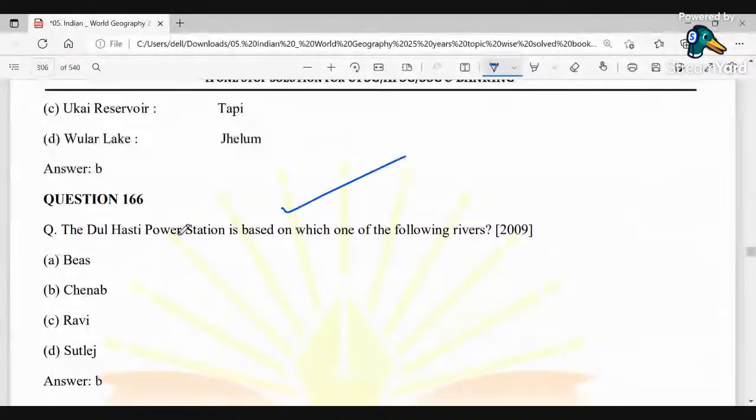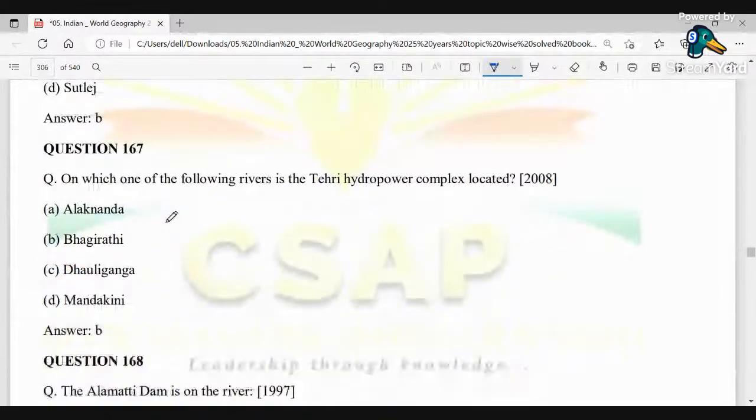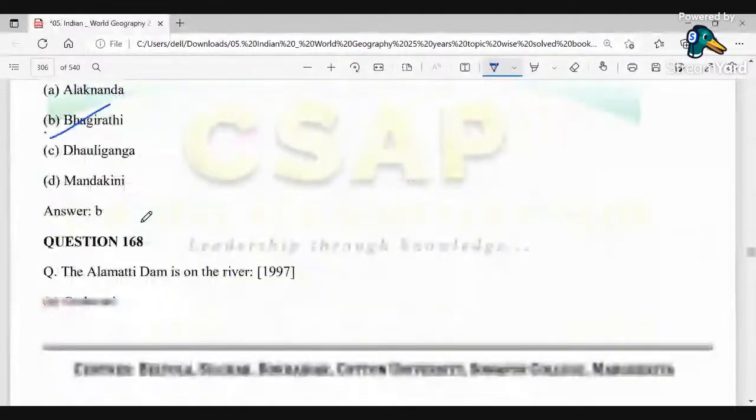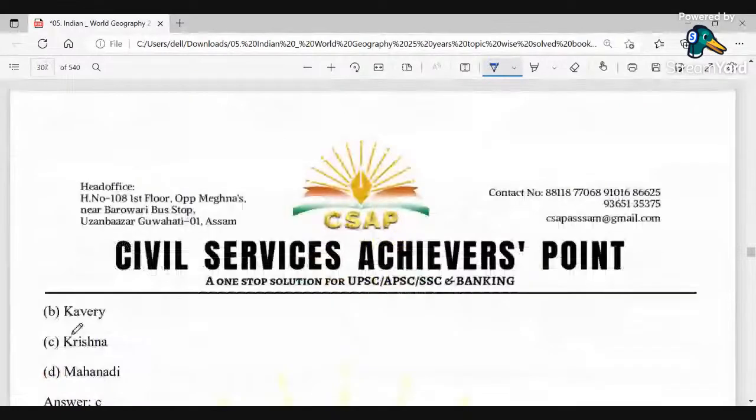So the Dulhasti power station is based on which of the following rivers? It is basically the Chenab. Next, on which of the following rivers is the Tehri hydropower complex located? So it's basically the Bhagirathi. Next, the Almatti Dam is on the river of whom? So Almatti Dam is on the river Krishna.